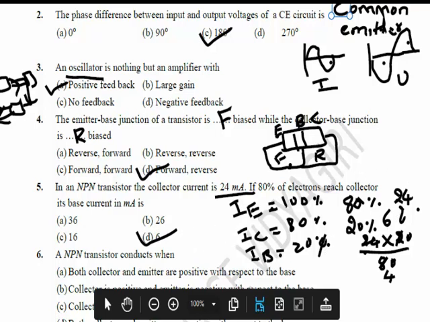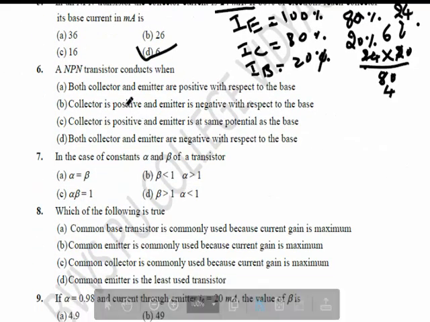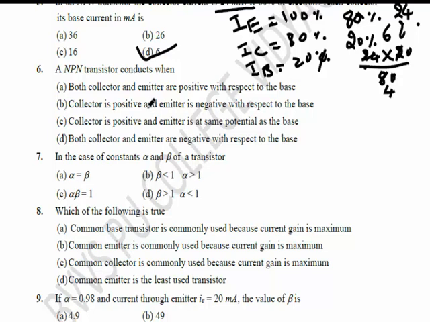Okay, so next question, 6-1. An NPN transistor conducts when: A, both collector and emitter are positive with respect to base. B, collector is positive and emitter is negative. C, collector is positive, emitter is at the same potential as the base. D, collector and emitter both are negative with respect to base. So which one is the correct option?